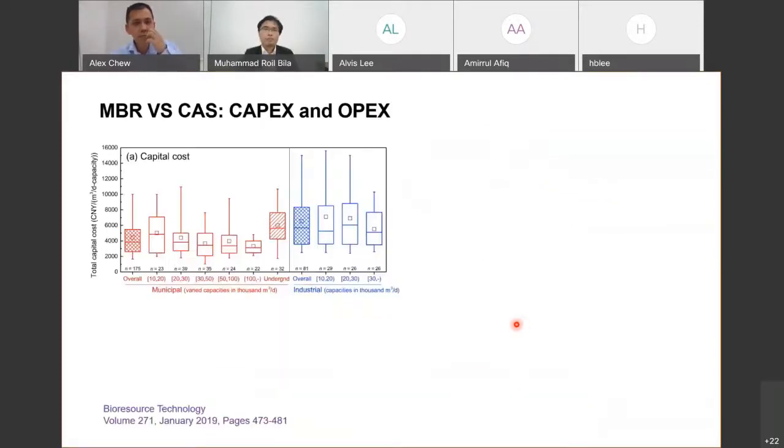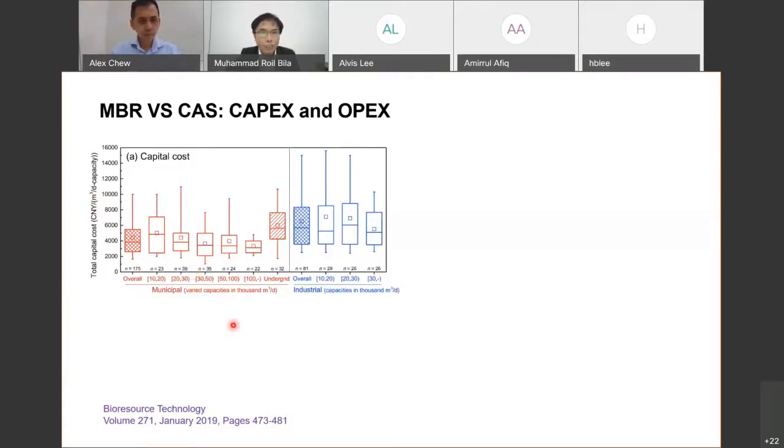Okay, then you ask about, well, membrane is expensive. Well, you were right if you said it 20 years ago. If you say it now, it's not anymore. So I take data again from the same review paper that I will share with you later on. This is the capex for municipal wastewater. The unit is, I think, Chinese yuan, and this is the cost per cubic meter per day capacity.